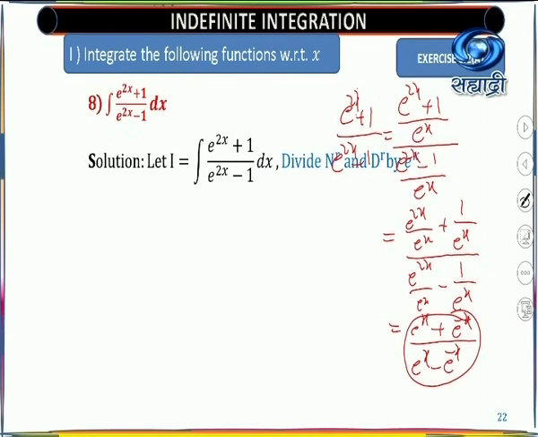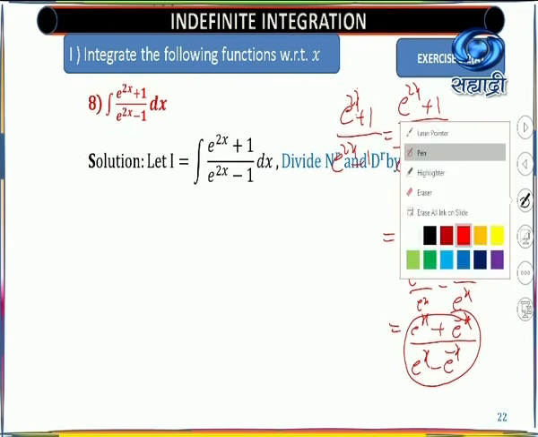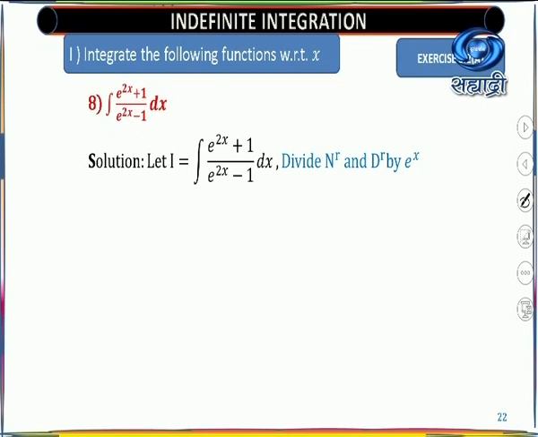Okay, we'll start with our example. Our example says I equal to the integral of e raised to 2x plus 1 upon e raised to 2x minus 1 dx. Divide numerator and denominator by e raised to x, which gives you e raised to 2x plus 1 upon e raised to x, e raised to 2x minus 1 upon e raised to x dx.